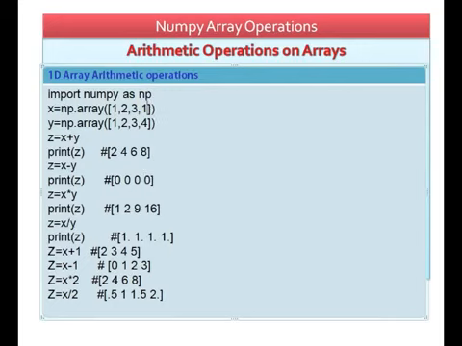Now the next operation, z is equal to x into y. The corresponding elements will be multiplied. 1 into 1 is 1, 2 into 2 is 4, 3 into 3 is 9 and 4 into 4 is 16. These values will get stored in z.